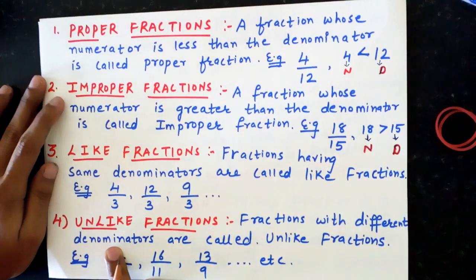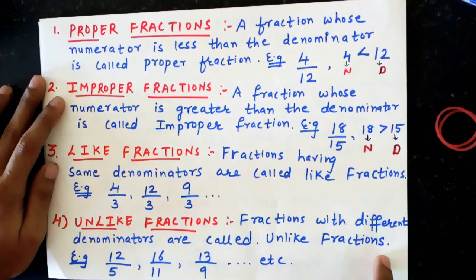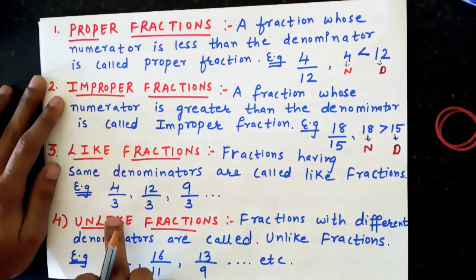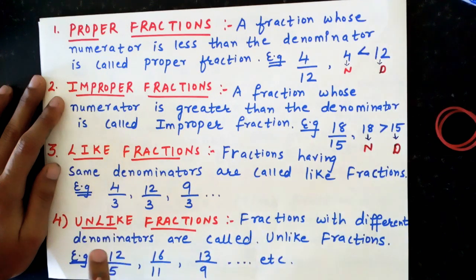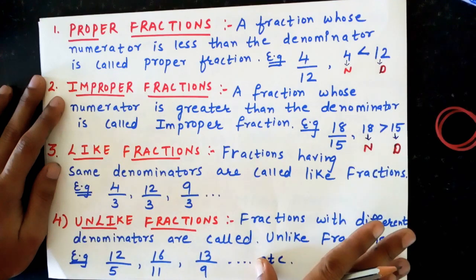Now, unlike fractions. Fractions with different denominators are called unlike fractions. Just opposite of this. Here the denominators were the same, here the denominators are different. So when the denominators are different, such fractions are called unlike fractions. Examples are 12 upon 5, 16 upon 11, 13 upon 9. Here the denominator is 5, here it is 11 and here it is 9. So the denominators are different, and such fractions are called unlike fractions.